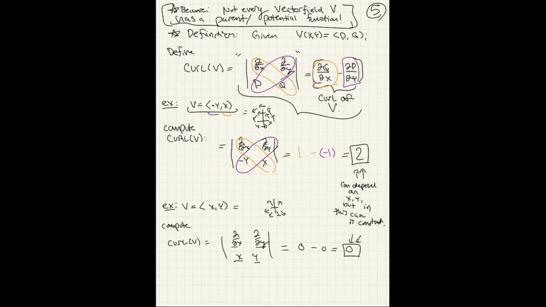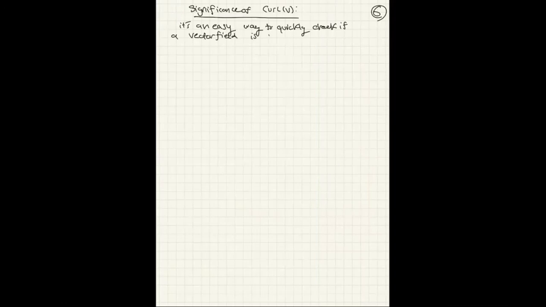Now I'm going to tell you why it's significant. I'm going to move to this next page. So here's one application or significance of curl. It's an easy way to quickly check if a vector field is a gradient, i.e., if a vector field has a parent, or if it's a vestige of a potential function.